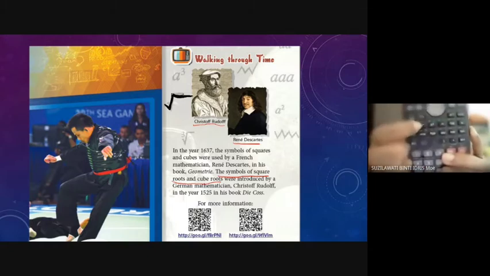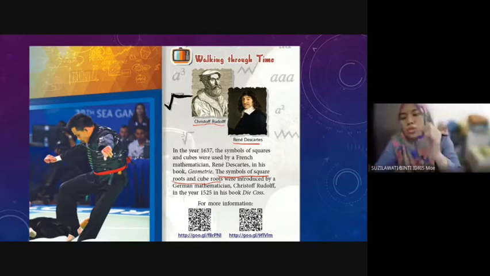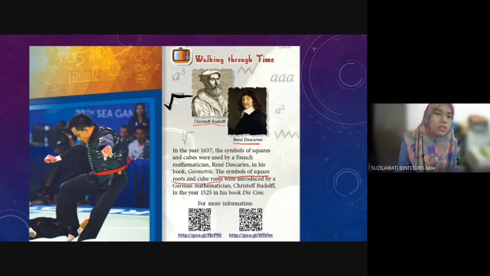Okay, this is the symbol of square root. Dalam calculator tu ada simbol square root dan di atasnya, on top of that button, there is a yellow writing, yellow label of cube roots. This is square root and the yellow label is cube root.